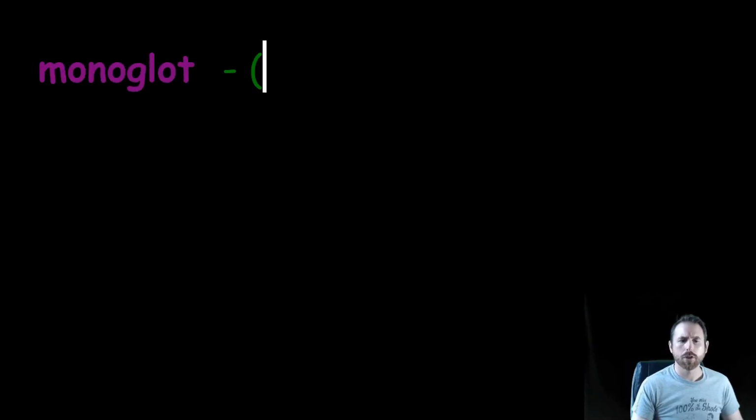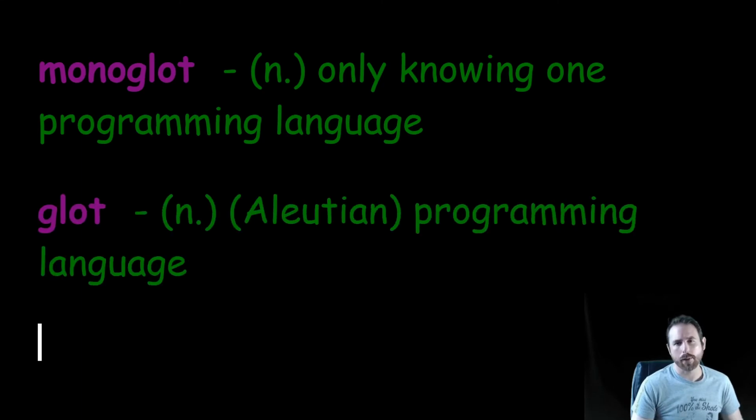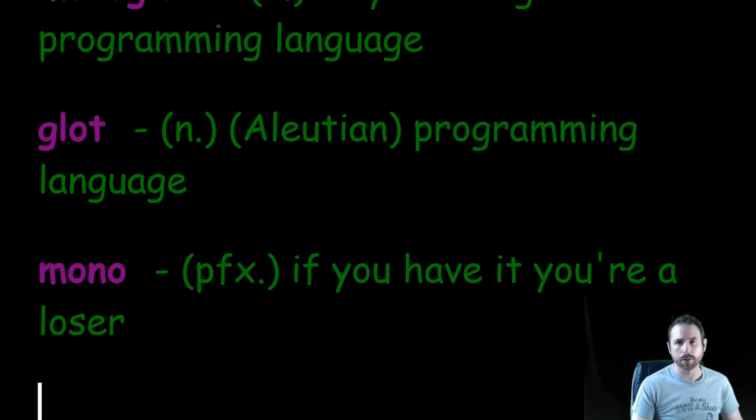Monoglot, which of course means to only know one programming language. Let's break that down into its component parts in reverse order, starting with glot. Glot is an Aleutian word that simply means programming language. And then mono, because if you have it, you're a loser.